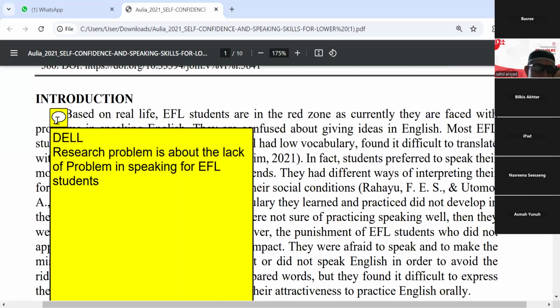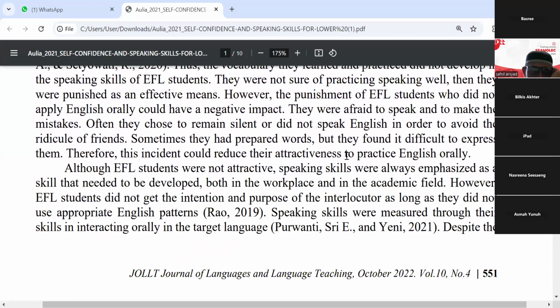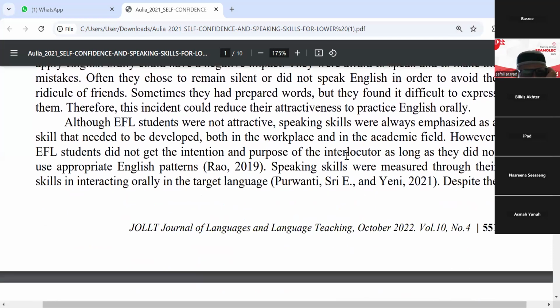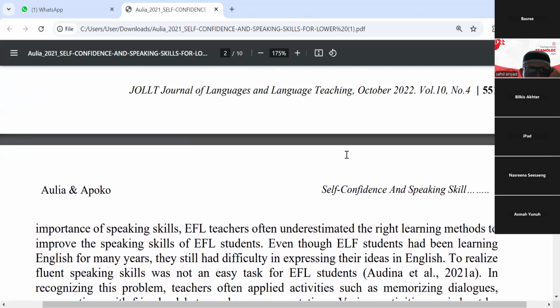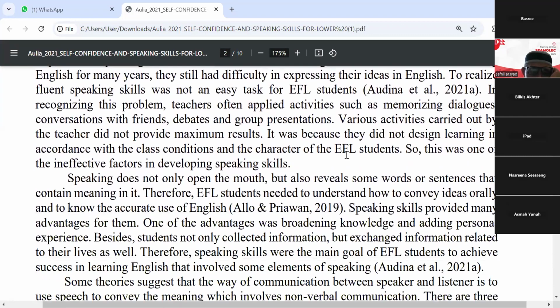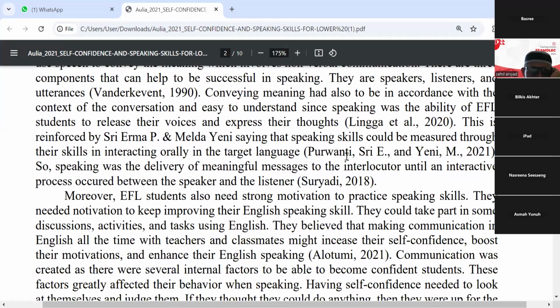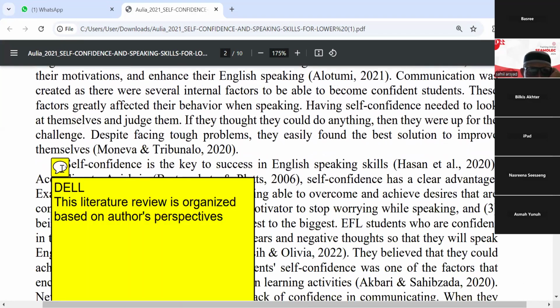What is at the beginning? The problem is about the lack of speaking in class. So this is a real world problem. In fact, students prefer to speak in their mother tongue, and they are confused about speaking. Students were not attracted to speaking. Then the reasons or causes of the students being reluctant to speak. Speaking does not only mean opening the mouth. Then some theories.